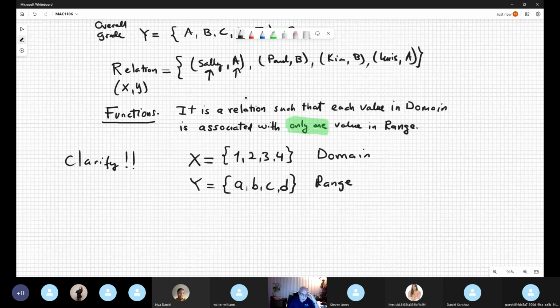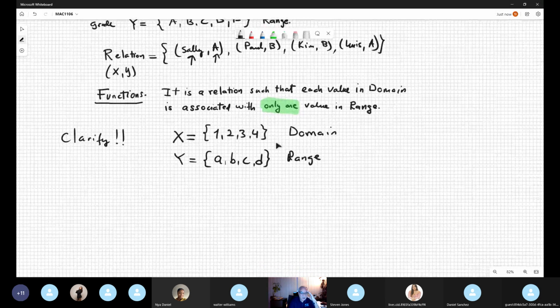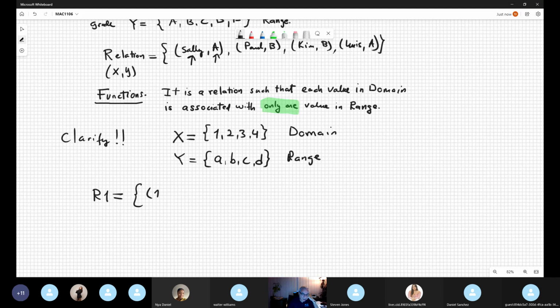Okay, so I want to set up different relations, and you help me to understand if they satisfy the condition of the definition for the function or not. For example, relation 1 is (1, A), you associate 1 and A, comma, (2, B), comma, (3, C), comma, (4, D). What do you think? Is it a function or no?